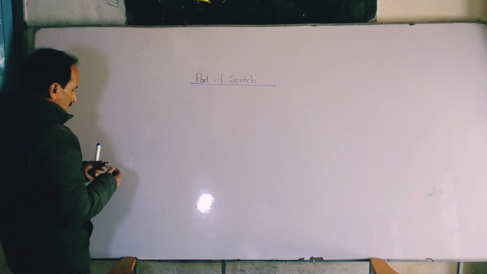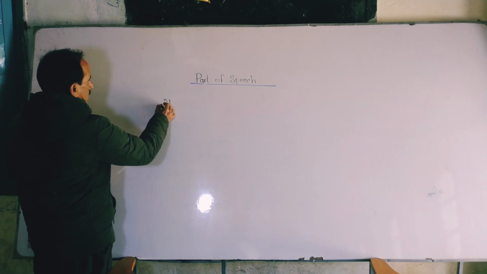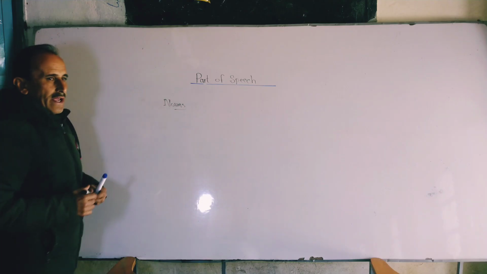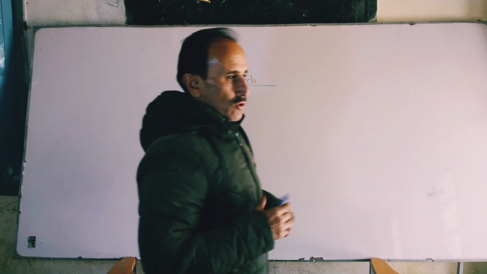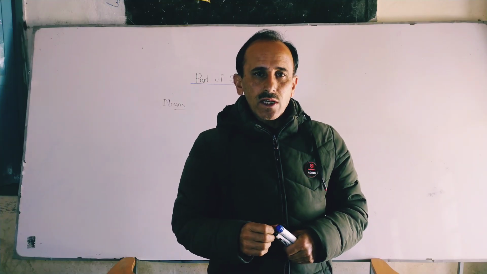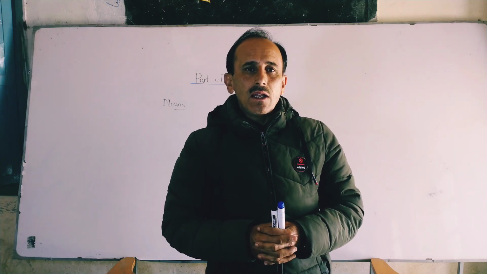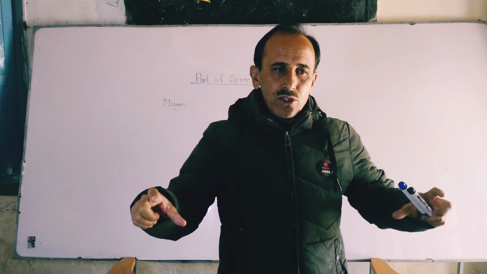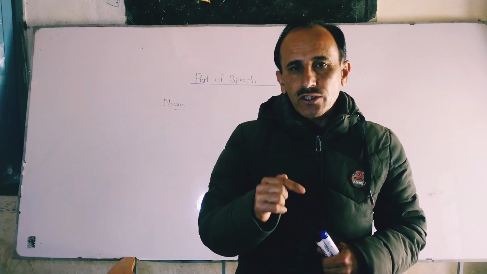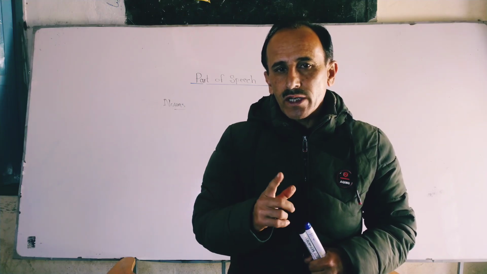For example, nouns. What are nouns? First of all, nouns are the names of everything. For example, school, hospital, bus, boy, man, girl, everything which we see around us, everything has a name. So this name is called a noun. It is very important.